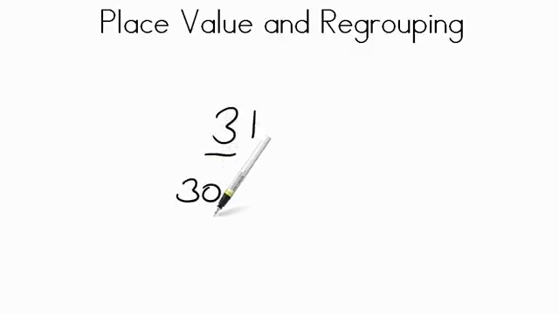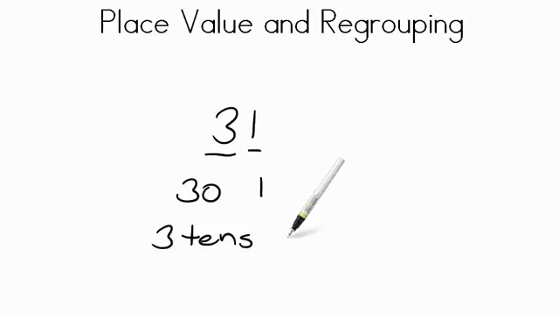So place value, a quick review. If we have the number 31, the 3 here actually means 30, or 3 tens. The 1 right here is the same as 1, or 1 one. So we're going to be looking at different numbers today and see if they can be regrouped.